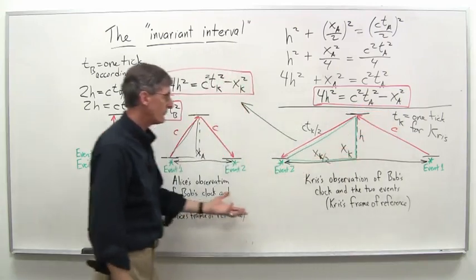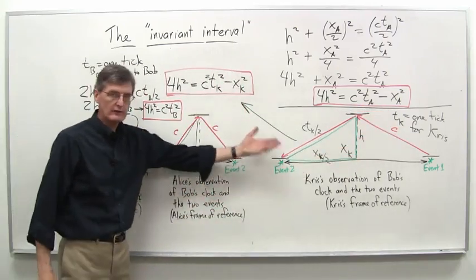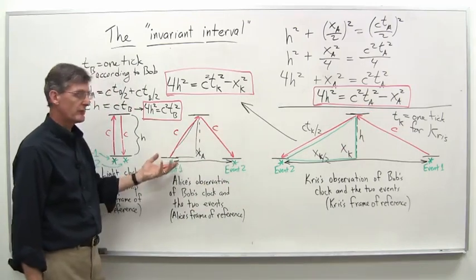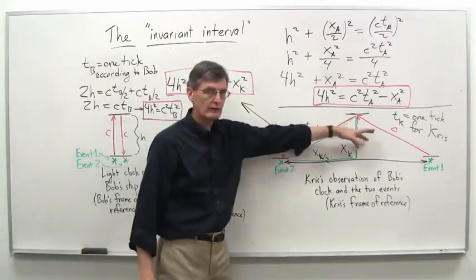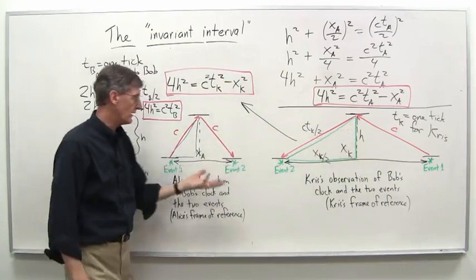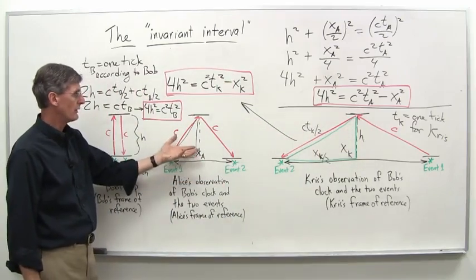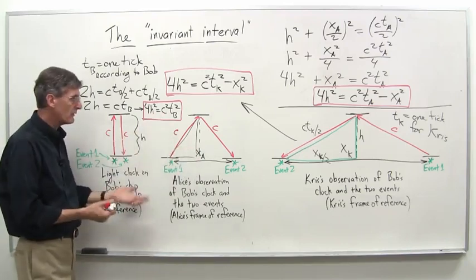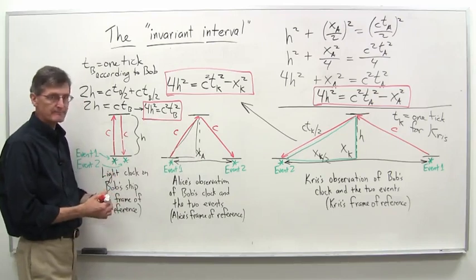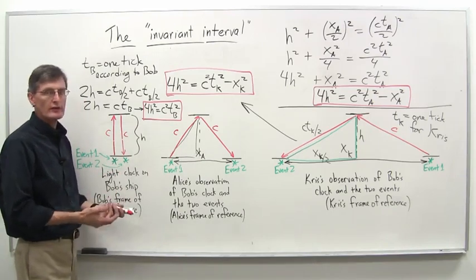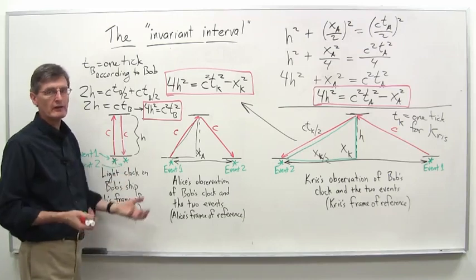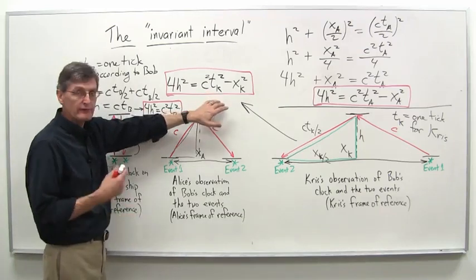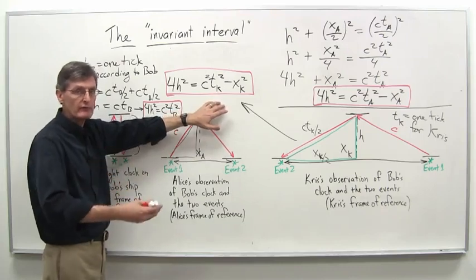xa squared, even though xa clearly is very different from xk, and t sub k is very different from t sub a, because t sub k is 1 tick for Chris. Clearly it's longer than Alice's tick, ta being 1 tick for Alice, which is clearly longer than 1 tick for Bob here, tb there. Yet this quantity, and it's known as the invariant interval, okay? This quantity is invariant from one frame of reference to another frame of reference.